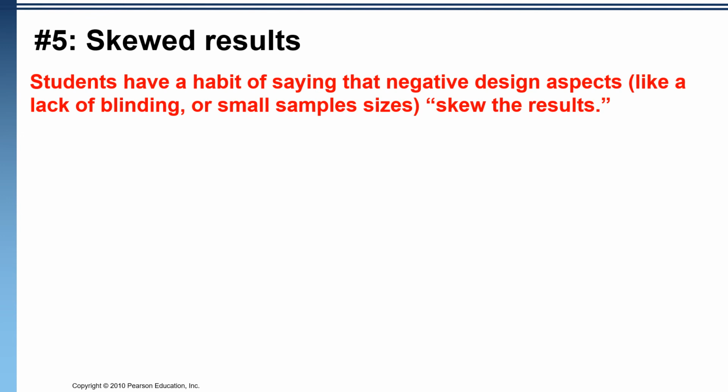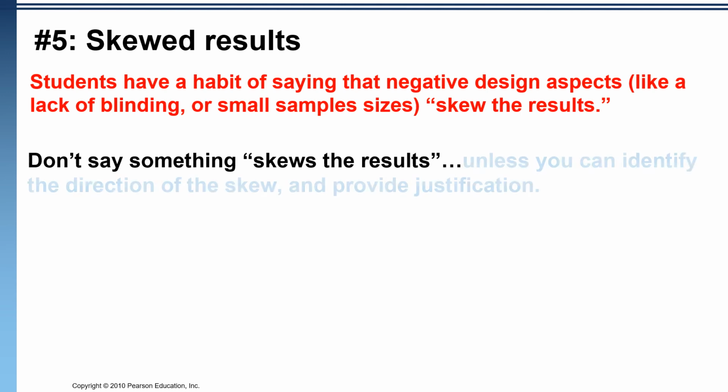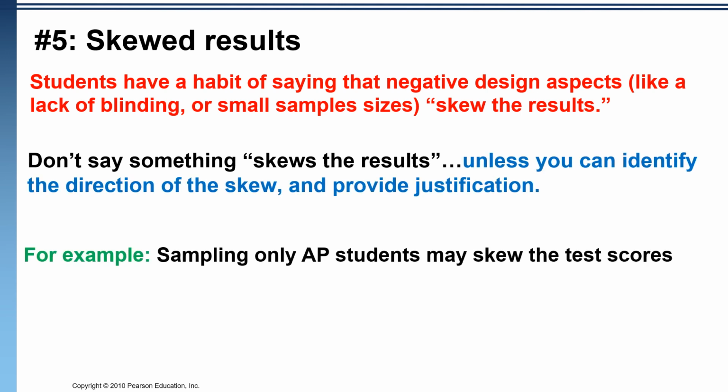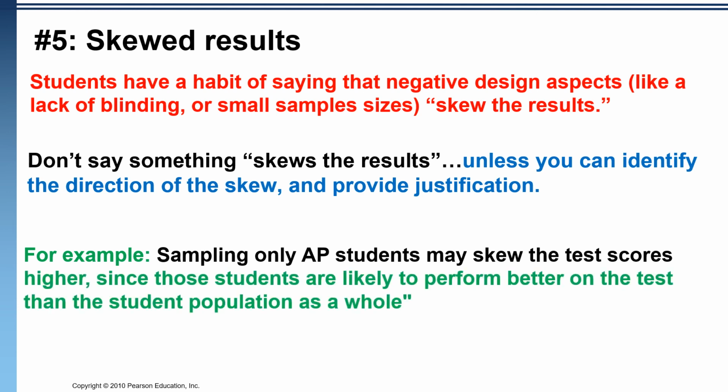And number 5, skewed results. Many of you have a habit of saying that a negative design aspect, like a lack of blinding or small sample sizes, skew the results. We want to reserve the word skew for describing a distribution that has a tail on either the left or right side. Don't say something skews the results unless you can identify the direction of the skew and provide justification. For example, sampling only AP students may skew the test scores. That's not enough. We want to say that it skews the test scores higher, since those students are likely to perform better on the test than the student population as a whole.